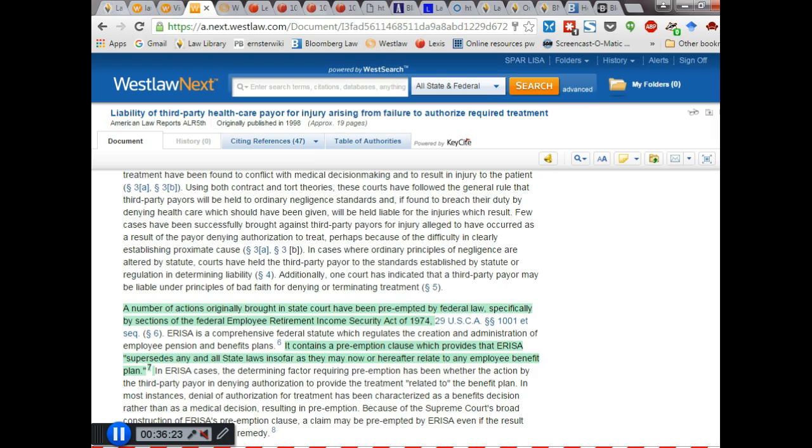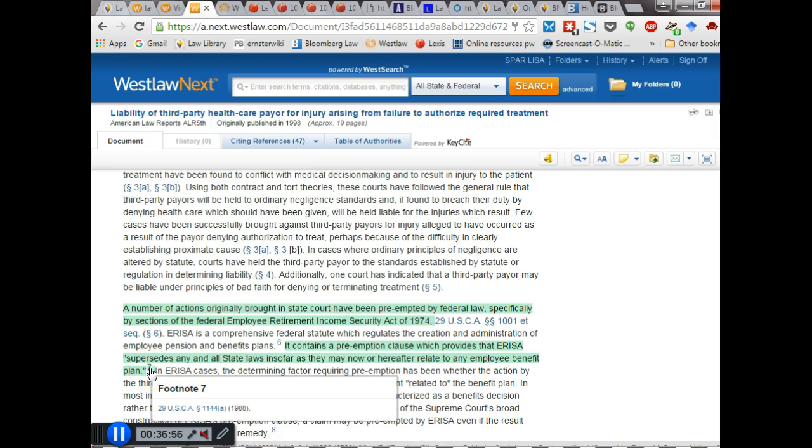So here it talks about a number of actions originally brought in state court that have been preempted by federal law. Oh, bummer. Maybe we can't bring it into state court. Have to jot that down. Maybe we need to bring it in federal court, specifically because of sections of ERISA. And then it goes on to say that ERISA contains a preemption clause which provides that ERISA supersedes any and all state laws insofar as they may now or hereafter relate to any employee benefit plan.